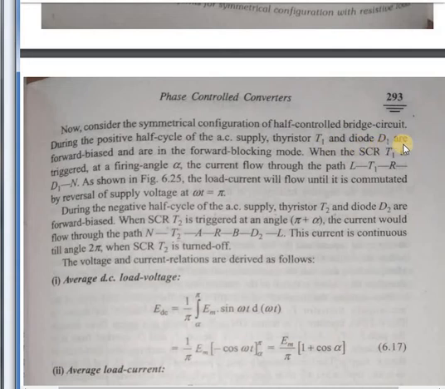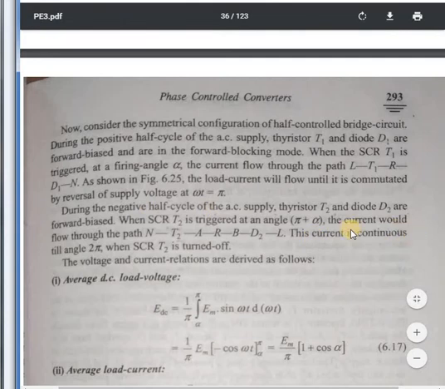So what is happening in the symmetrical configuration? During the positive half cycle, T1 and D1 are forward biased and are in forward blocking mode. Thyristor T1 is triggered at firing angle alpha. The current flows through the path L, T1, R, D1 and N. The load current will flow until it is commutated by reversal of supply voltage as omega t is equal to pi. Now during the negative half cycle, the supply voltage is given to thyristor T2 and the diode D2 is forward biased. SCR T2 is triggered at an angle pi plus alpha. The current would be flowing through N, T2, R.